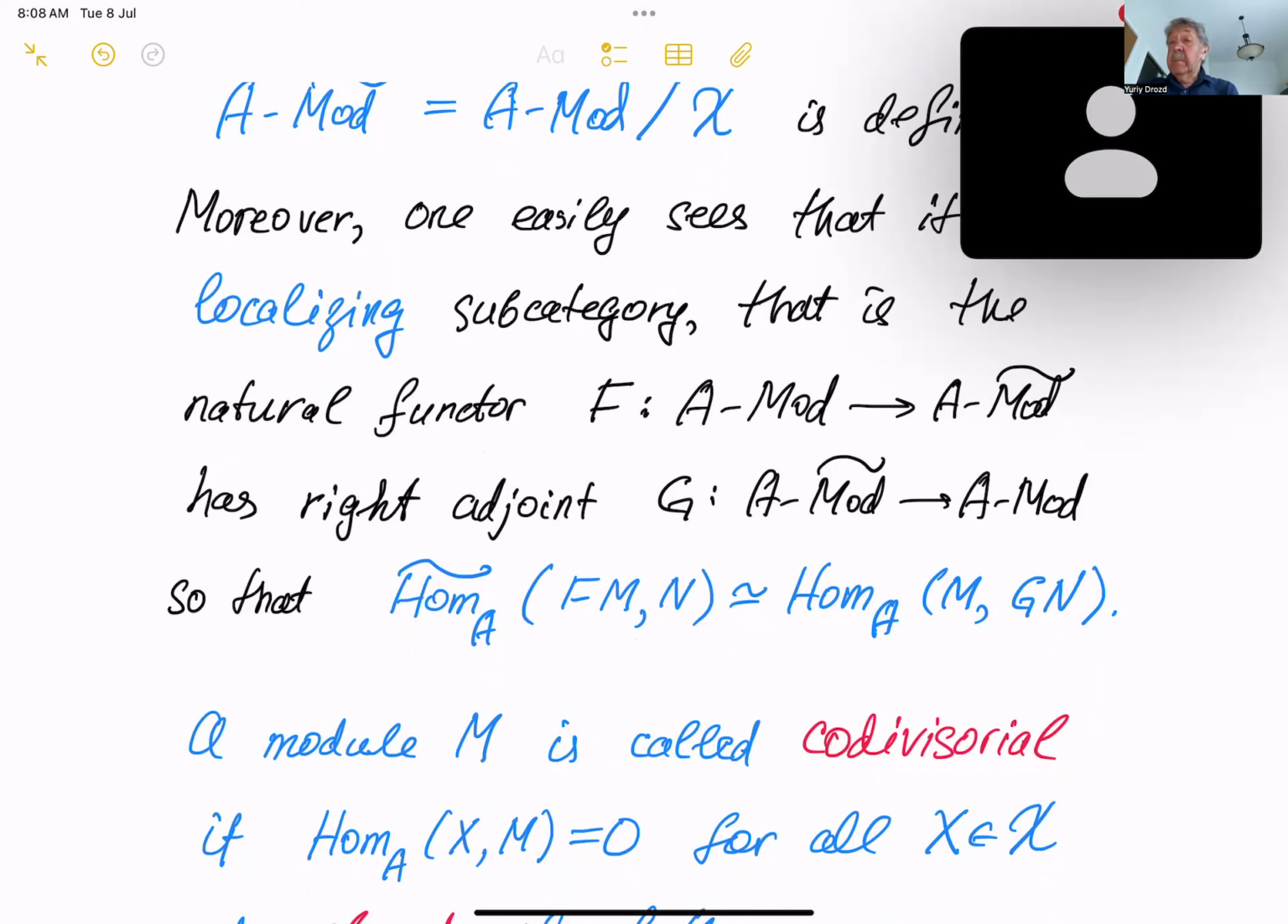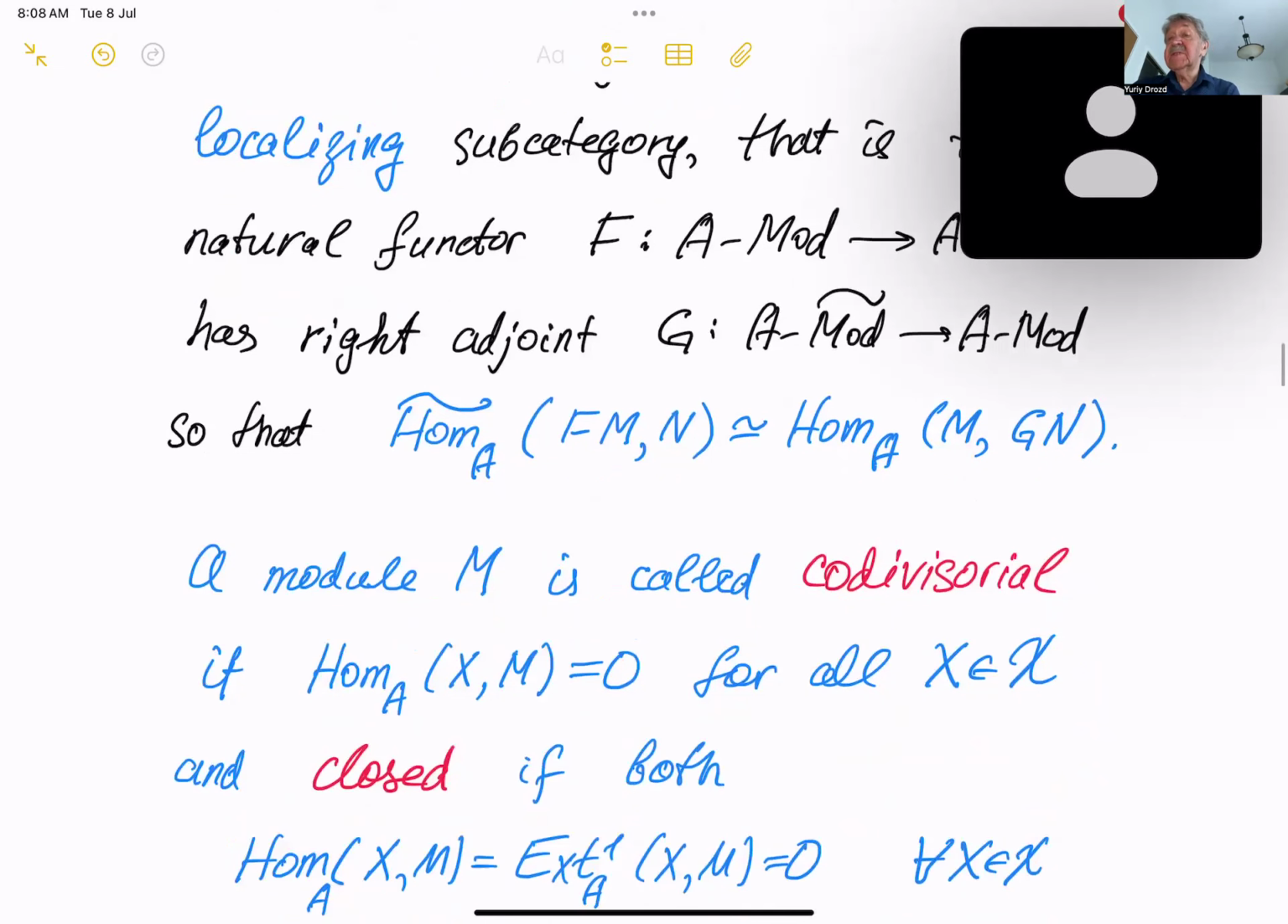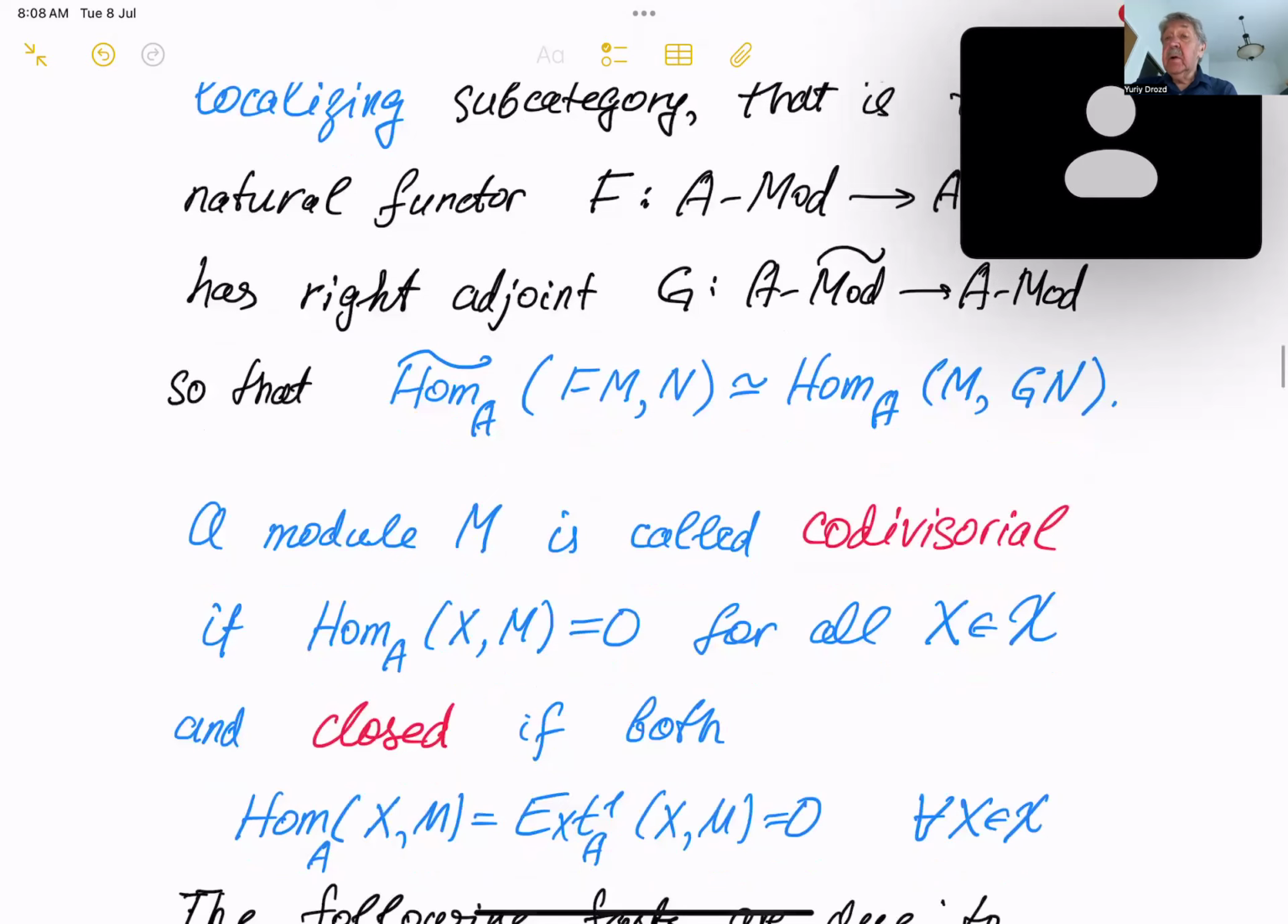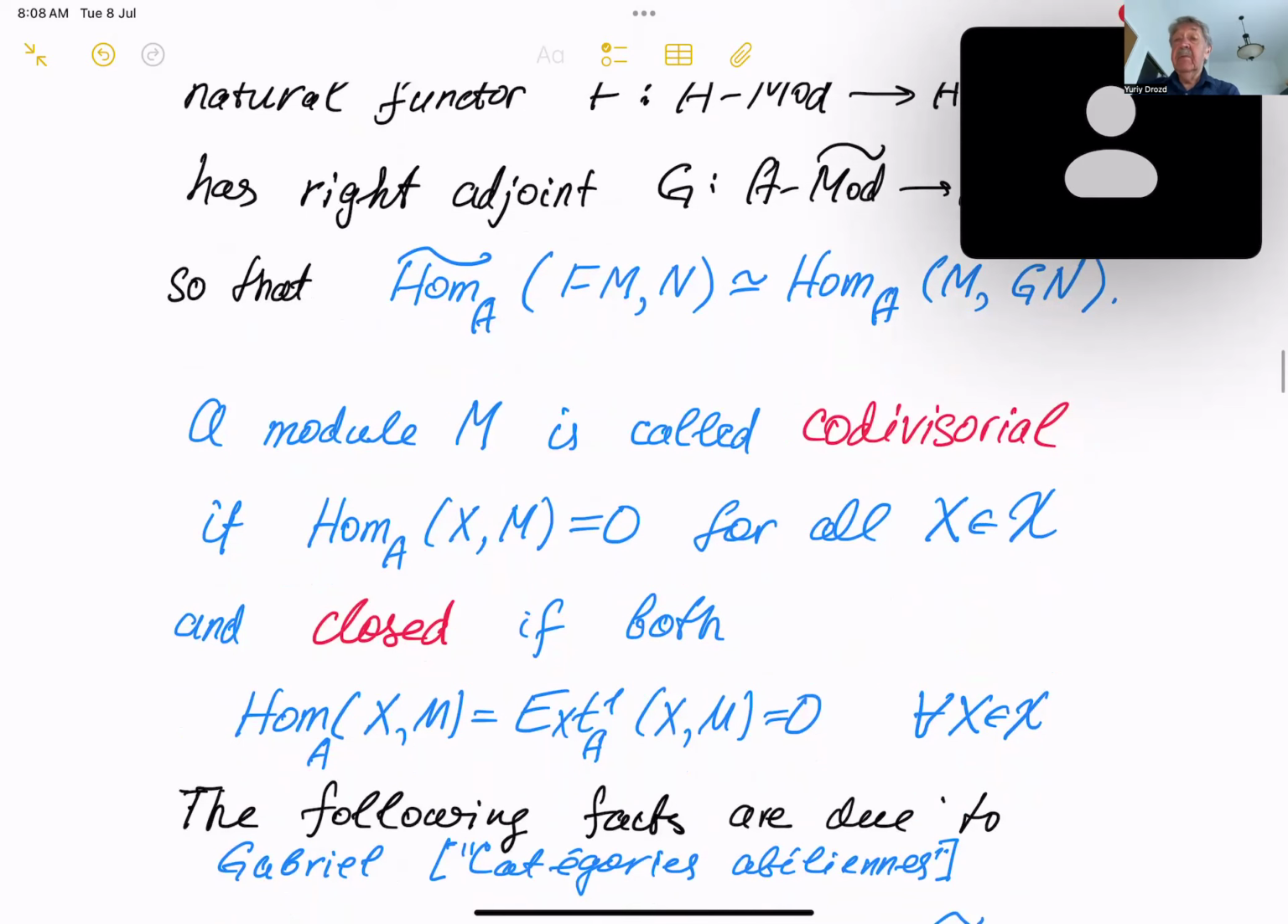I call a module M codivisorial, this is a term of Istvan Beck, if there are no homomorphisms from modules from X to M, or the same, M has no submodules from X. And I call it closed if both Hom(X, M) and Ext^1(X, M) equal 0 for any X of X. So there are no submodules and no non-trivial extensions of M with these trivial modules.